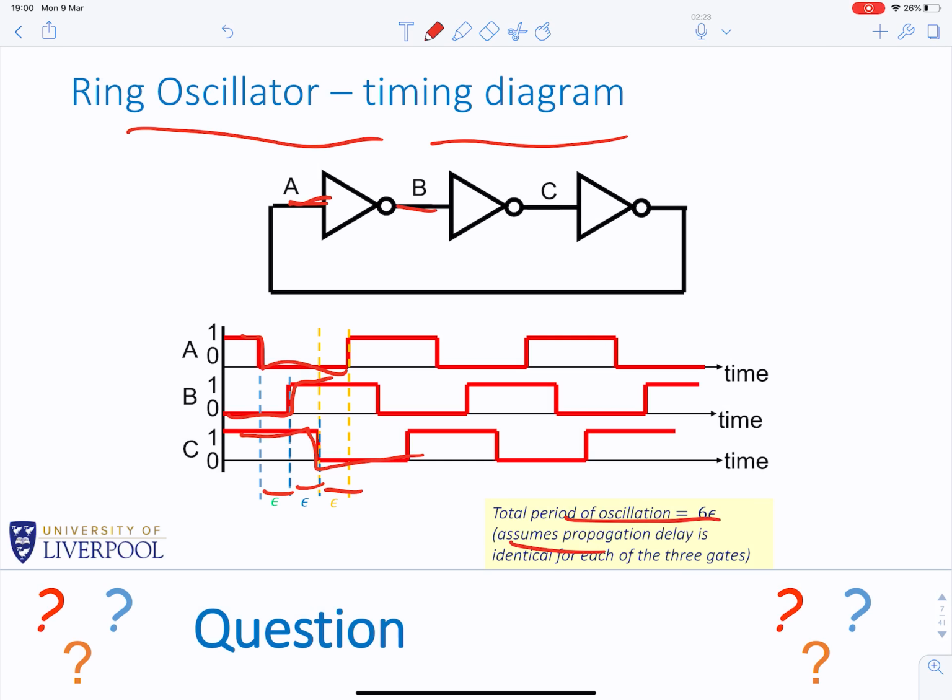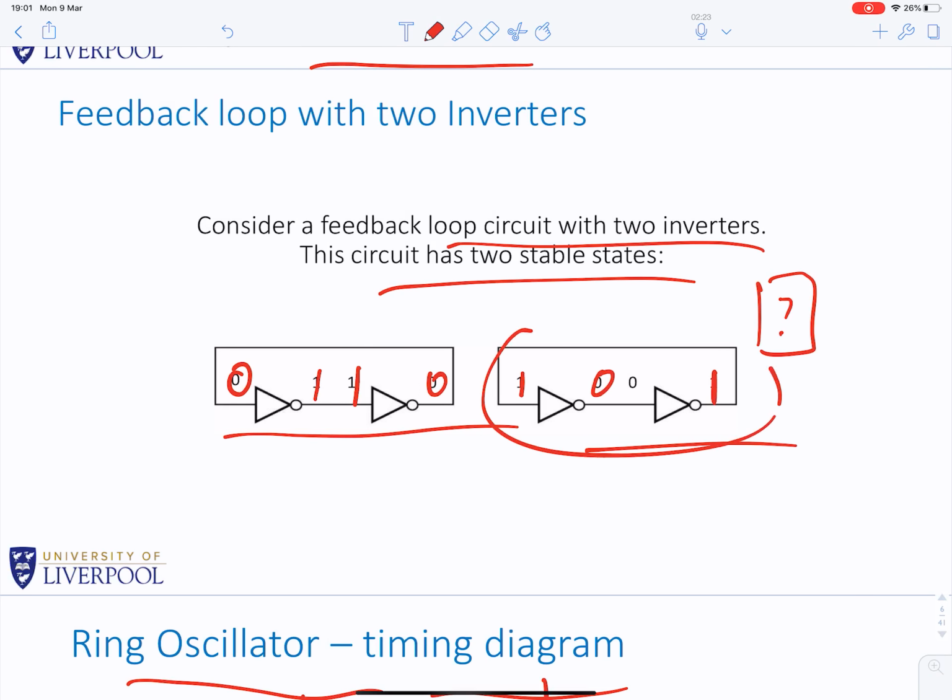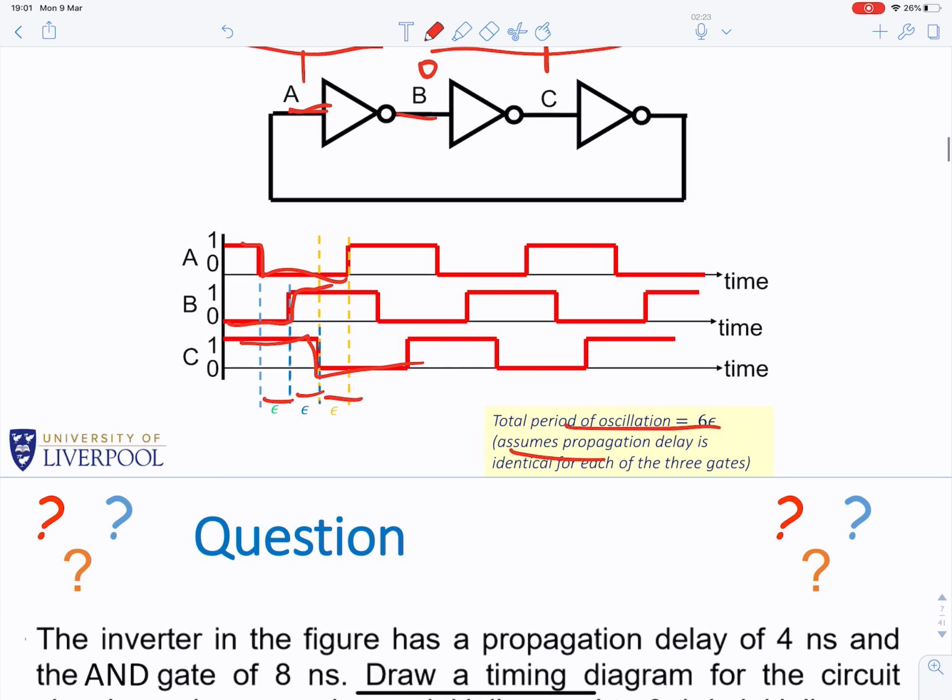So let's look at the ring oscillator and the timing diagram. Let's assume the initial state is 101. So here we have 1, and then it's going to change. After that, it's going to have an inverted change from 0 to 1. Correspondingly, it's going to have a change from 1 to 0 after a shifted time period.